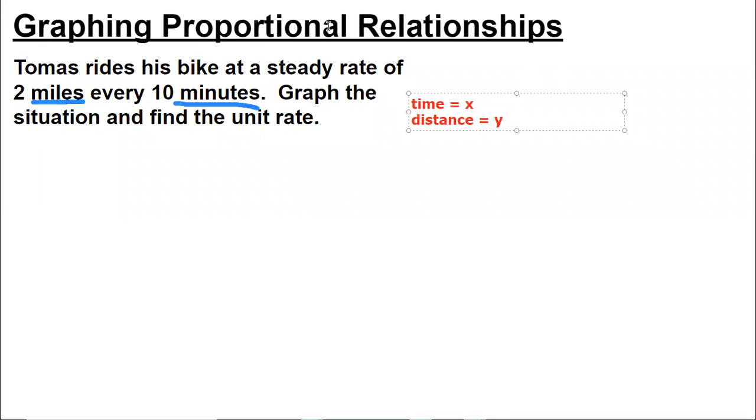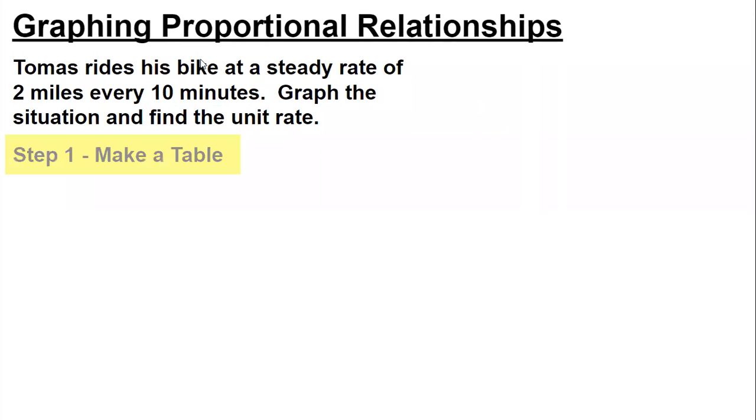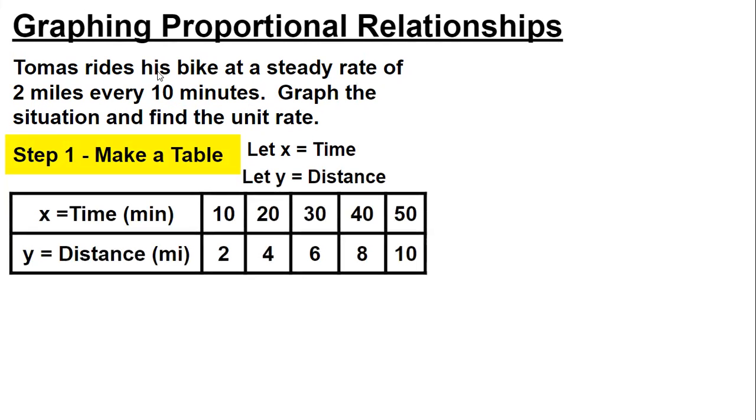That's dependent. So as time goes by, the miles are going to increase. That is a direct relationship, not an inverse. Inverse is a negative slope. Direct is a positive slope. Okay, step 1, make a table. X is time, y is distance. There's our table.